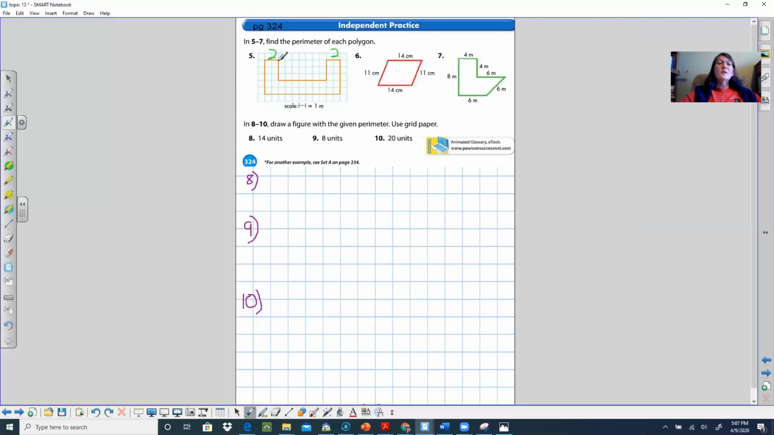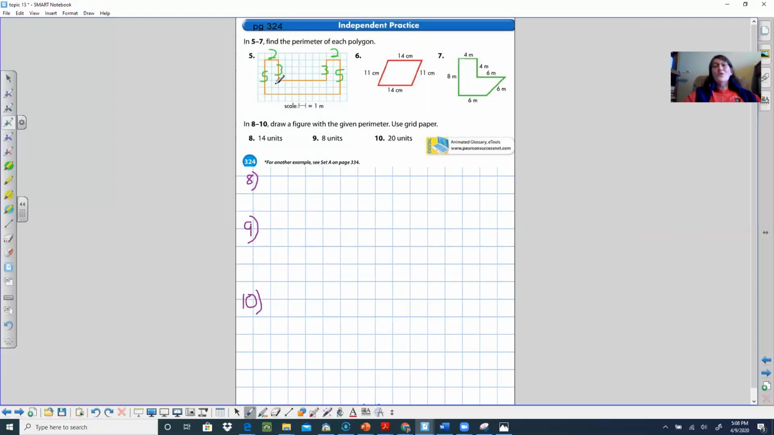Now let's look closely here. 1, 2, 3. This spot right here is 3. And you'll notice these opposite sides are the same, so I'm going to label this one 3. Okay, now I'm going to count here. 1, 2, 3, 4, 5. This side is 5. This side is 5. And this side is 5.